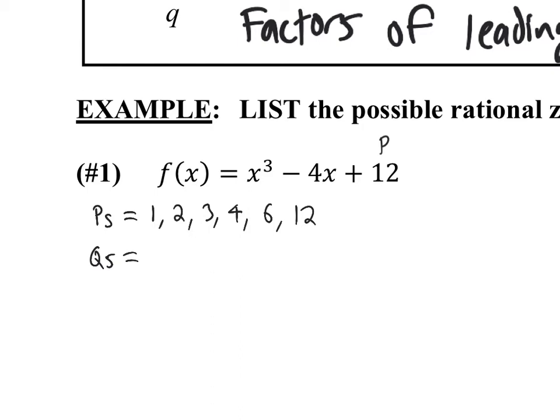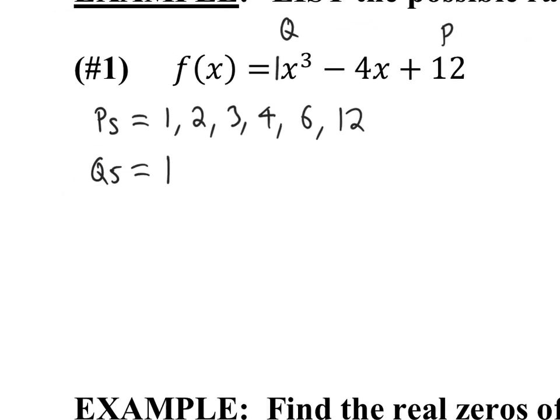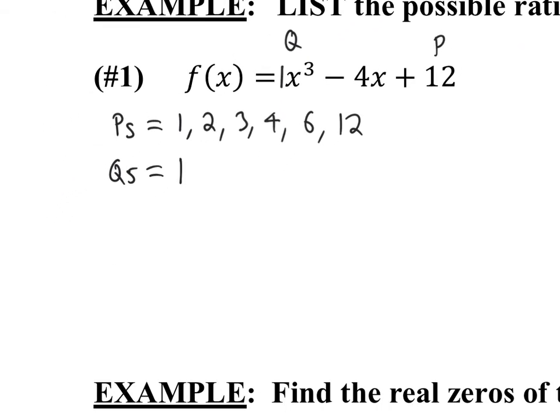The leading coefficient is the coefficient in front of the variable with the highest exponent in standard form. You can see right here in front of the x to the third, there's a 1. So our Q's for this one are going to be really easy. It's just going to be 1, since the only thing that factors into 1 is 1. Now that we have our Q's and our P's, we're going to write possible zeros.